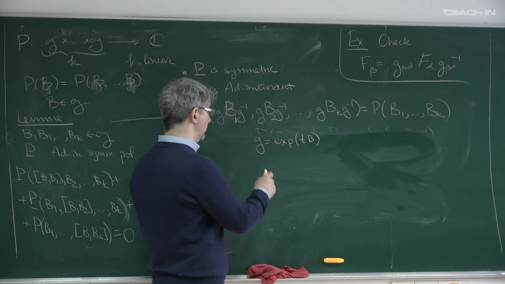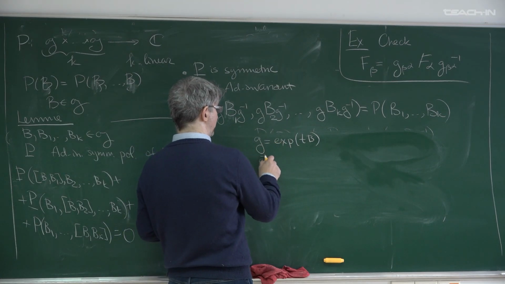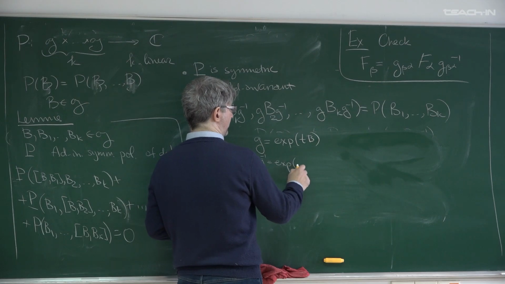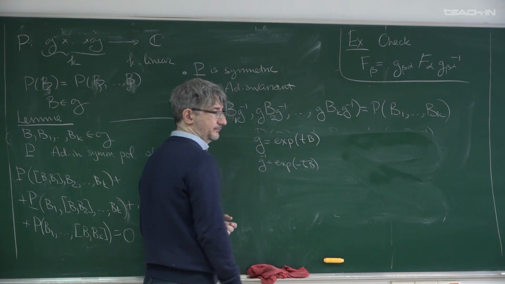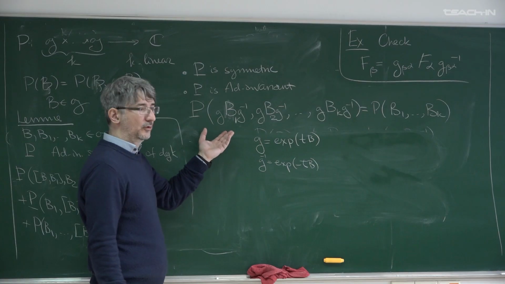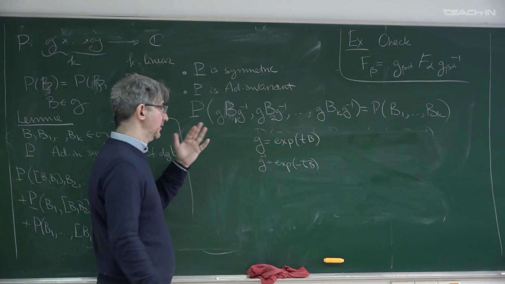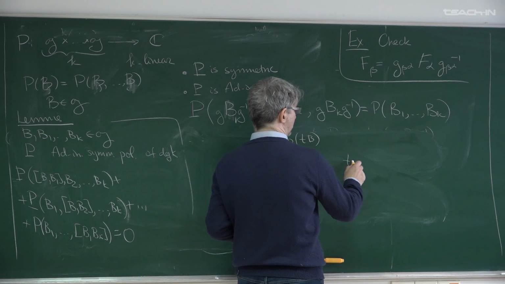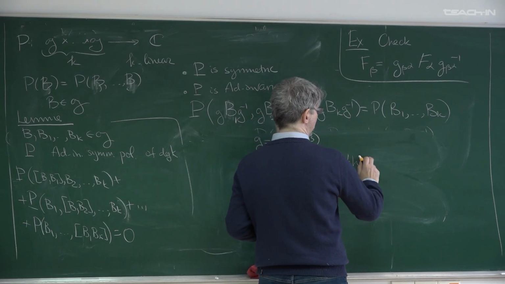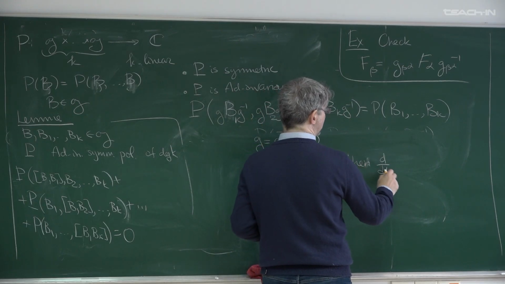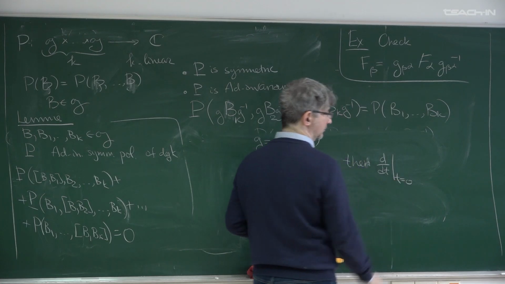And exponent with minus tb. What happens if you differentiate it with that? Then take a derivative d over dt and substitute t equal to 0.